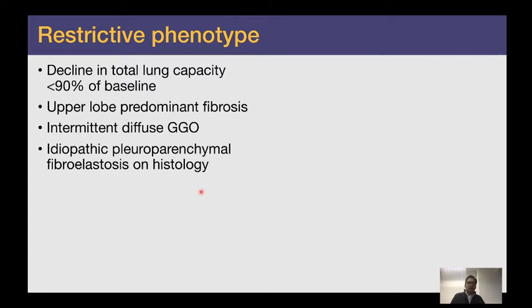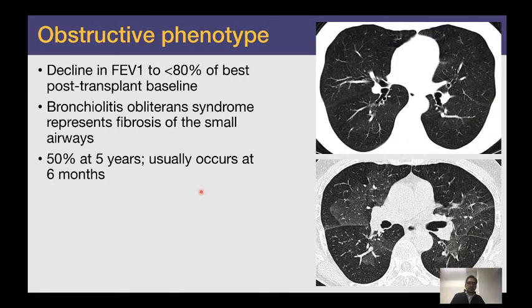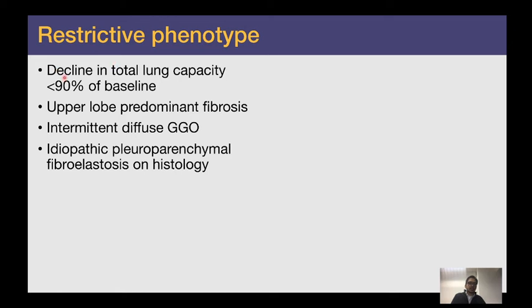Okay, the restrictive phenotype is a decline in the total lung capacity, less than 90% of baseline. By the way, there's clinical criteria for bronchiolitis obliterans, which is a decline in the FEV1 to less than 80% of the best post-transplant baseline. And this is the clinical definition for the restrictive phenotype, decline in total lung capacity less than 90% of baseline. Okay, and what you'll see on radiology for the restrictive phenotype is basically fibrosis in the upper lungs. Okay, and on path it'll be idiopathic pleuroparenchymal fibroelastosis, or IPPFE.